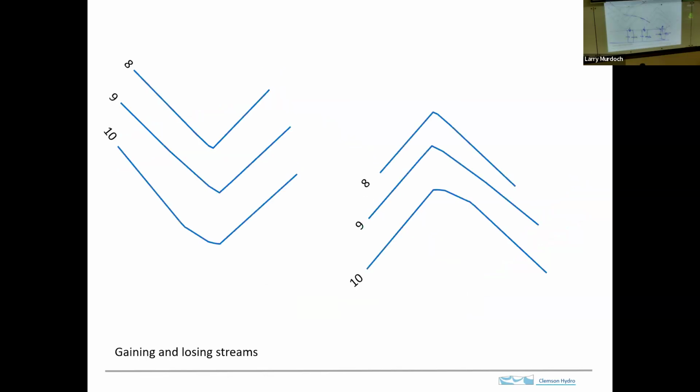Okay, so that's cross section. We can look at this in map view, this interactions with the stream.